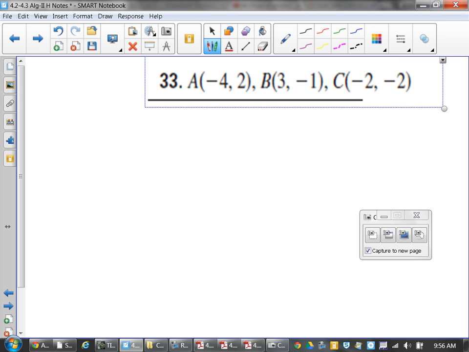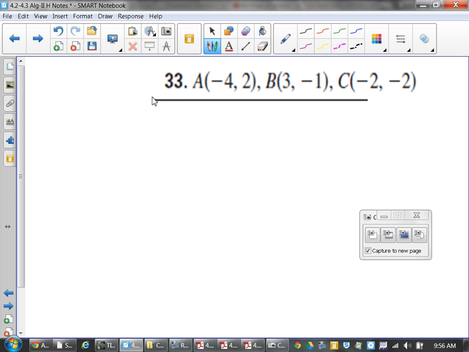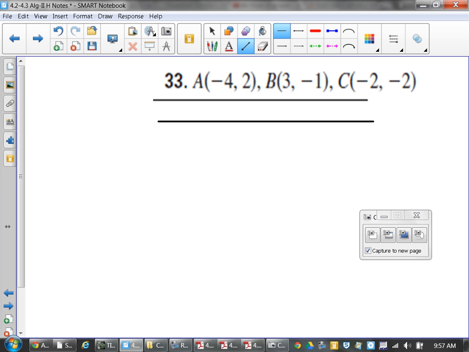Find the area of the triangle with those vertices. You never know, sometimes you might run into a triangle. Find the area of that triangle, please.